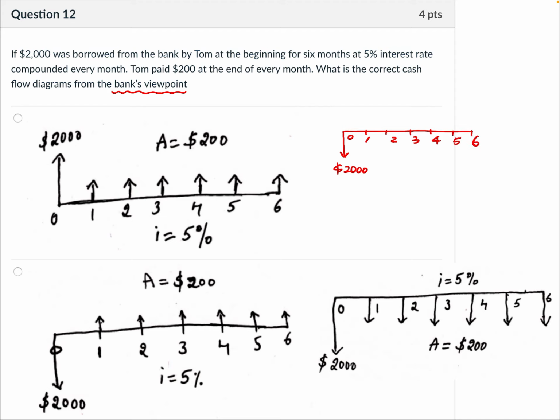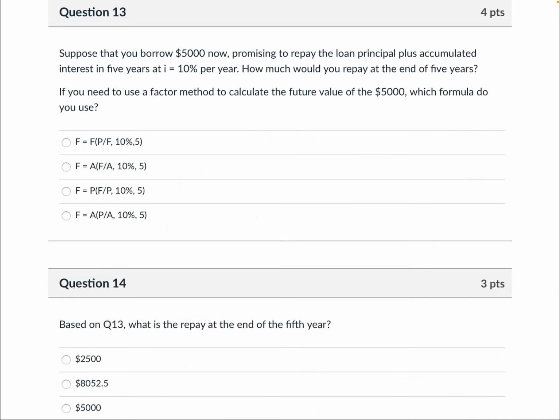And Tom paid 200 at the end of every month. So the 200, from the bank's perspective, is received every month. So it's arrows going upward, and because it's happening at the end of every month, that's an annuity of 200, and the interest rate is 5%. Okay, so which means this one is your correct answer.